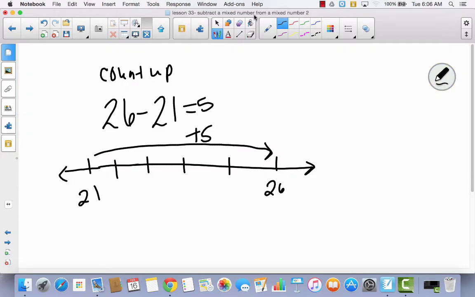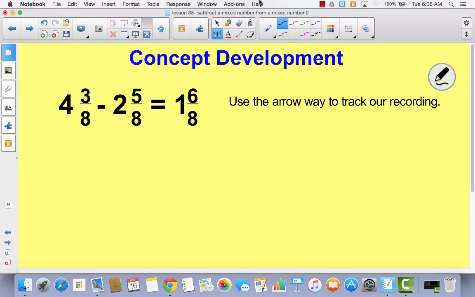All right, now, in your math journal, we're going to show the same strategy, but we're going to use the arrow way. We're still going to count up. We're going to start at 2 and 5/8 like this. And I'm going to think to myself, what does it take to get from 2 and 5/8 to the next whole number? Well, the next whole number would be 3. I know I would have to add 3/8 to 2 5/8 to get to 3 because 5/8 plus 3/8 equals 8/8, and 8/8 is 1.